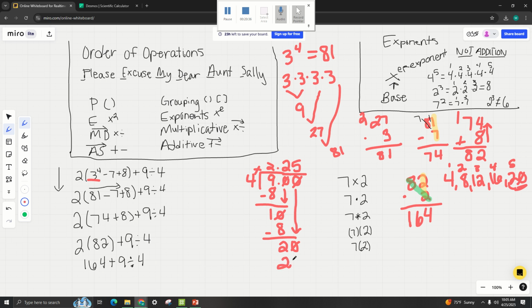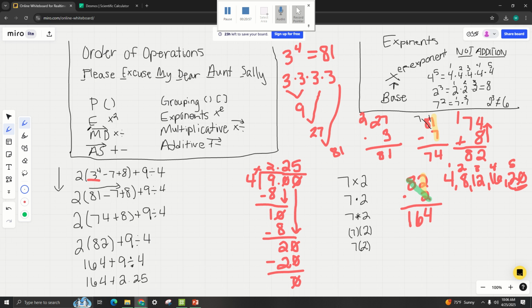So there's 20. I subtract and get 0, so I don't have any remainder left. So 9 divided by 4 is 2.25. So let's go back over here and write that down. I have 164 plus 2.25.